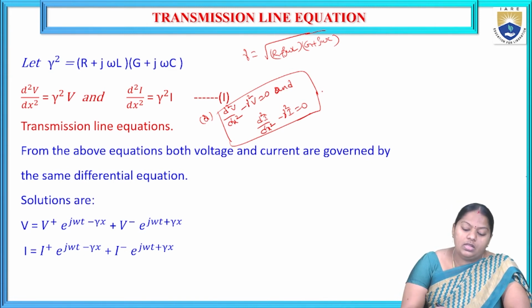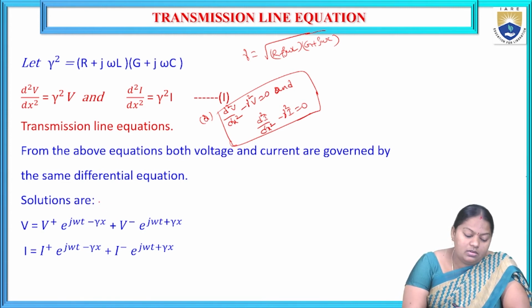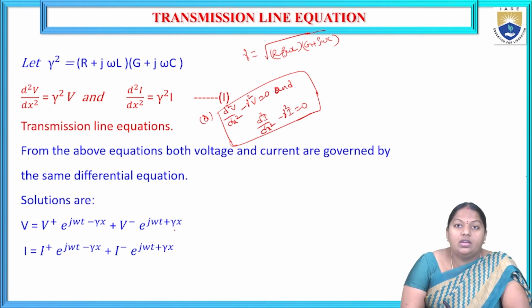So if you solve this second order differential equation, the solutions are given by V = V⁺ e^(jωt − γx) + V⁻ e^(jωt + γx), and I = I⁺ e^(jωt − γx) + I⁻ e^(jωt + γx).